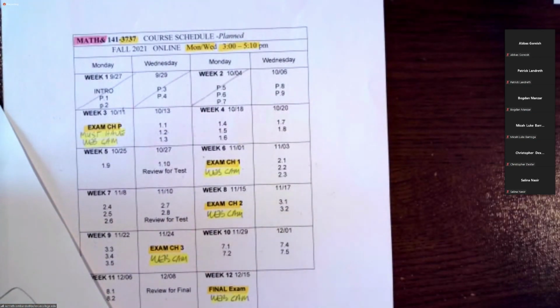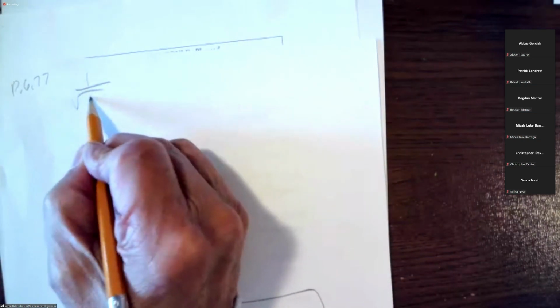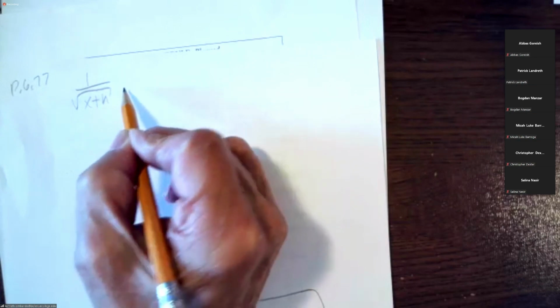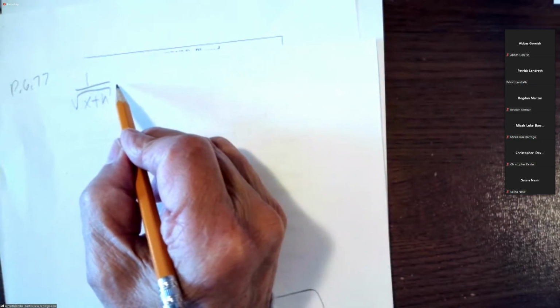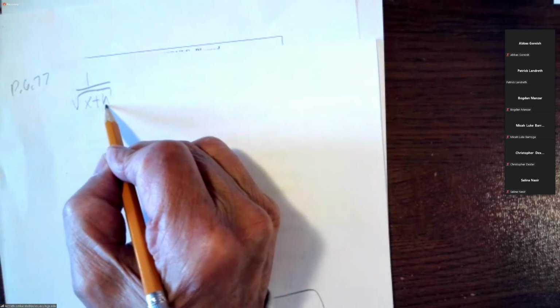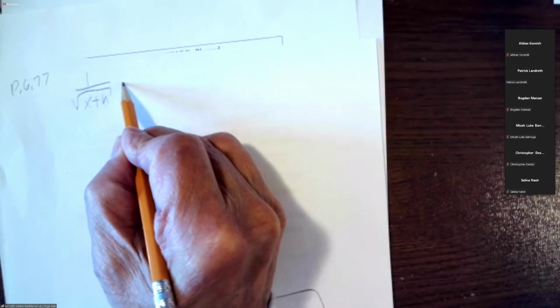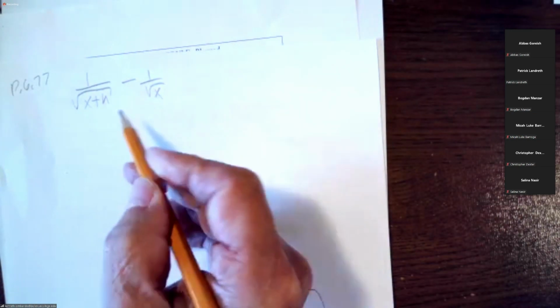Oh, that's the 1 over h deal. I don't think that'll take more than 6 minutes. Let's just see here. So that's 1 over root x plus h. Is that the right one? I believe so. Yes. Minus 1 over root x, all over h. Is that the problem? Correct.